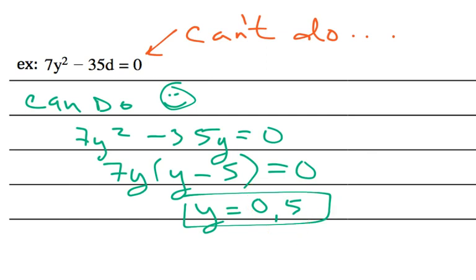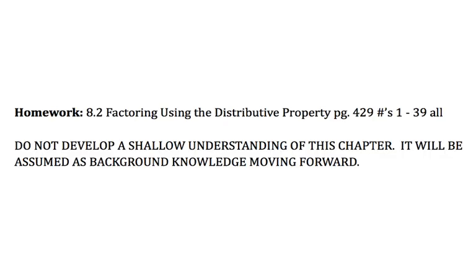Let's plug it back in. 7 times 0 squared is 0. 35 times 0 is 0. And 0 minus 0 gives me 0. Let's try 5. 5 squared is 25. Pull my calculator out. Times 7 is 175. And then 35 times 7 is also 175. And if we were to subtract those, that's how we'd end up.